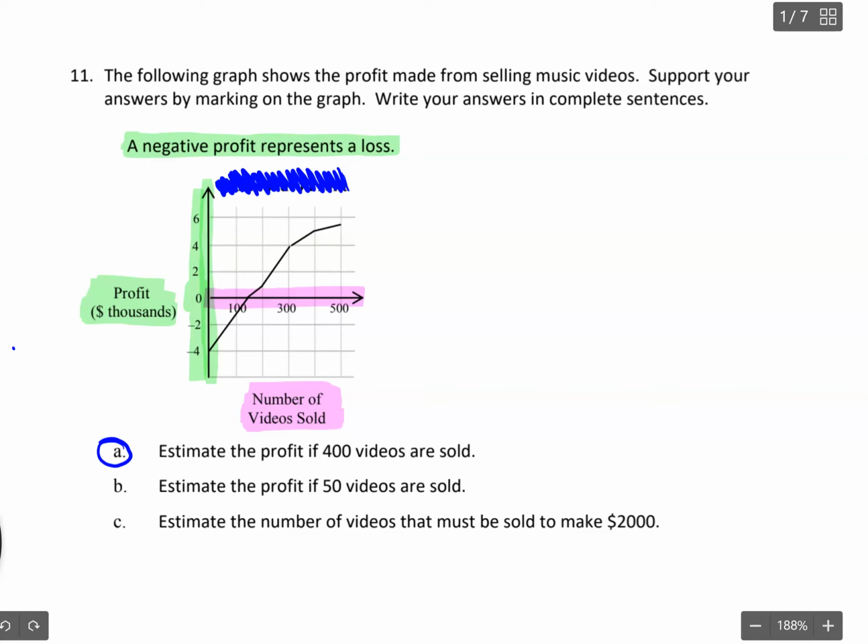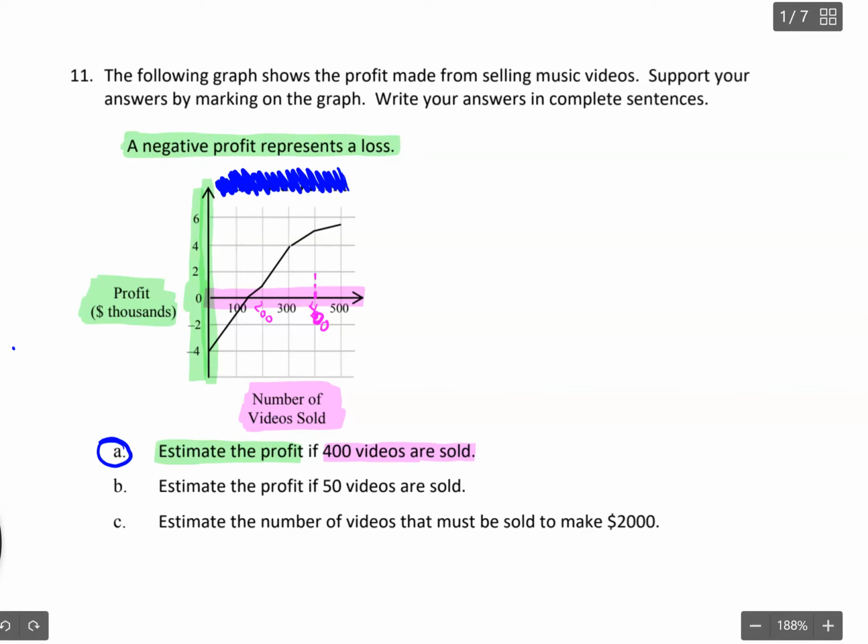Question A, estimate the profit. We're trying to find the vertical number. Remember, profit is the vertical number. So estimate the profit if 400 videos are sold. So I need to locate 400 on this horizontal axis. So 100, this is 200, 300, 400, right here, 400. So 400 videos are sold.